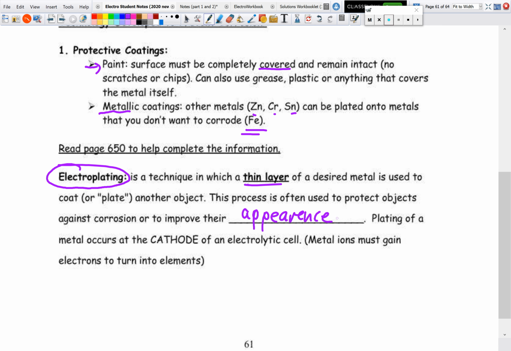So for example, chromium is extremely shiny, so plating chromium or chrome onto other things will just give it a better look. Or electroplating gold on silver items, so jewelry and everything like that, just makes it look better. Of course, plating of metals needs to occur at the cathode of an electrolytic cell, because that's where reduction occurs.